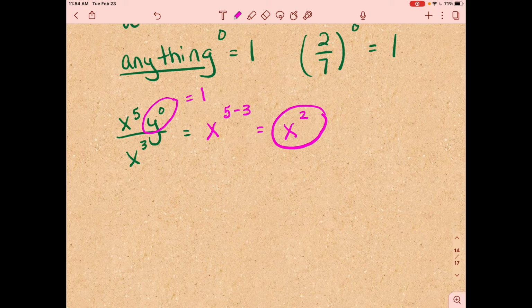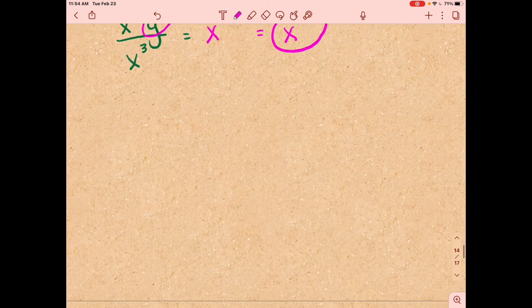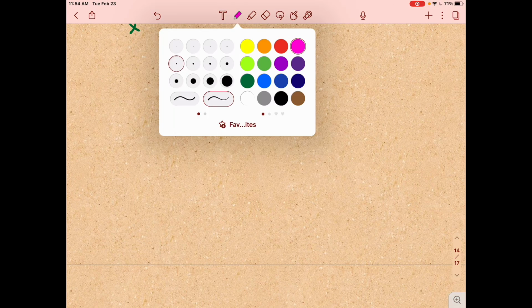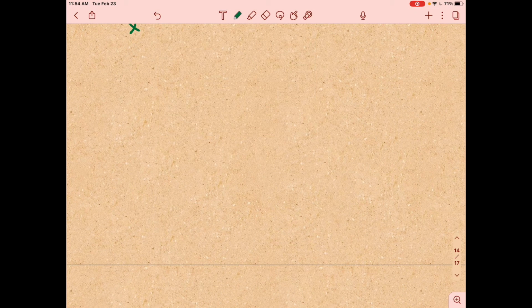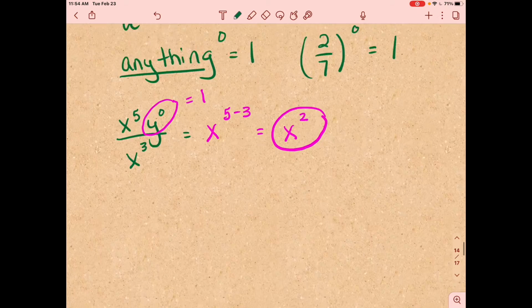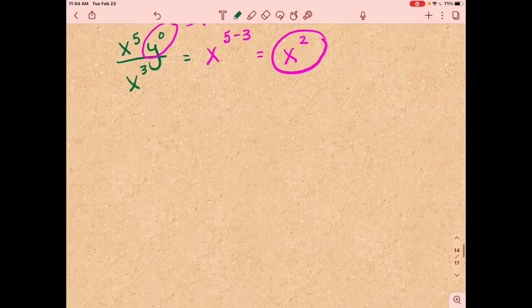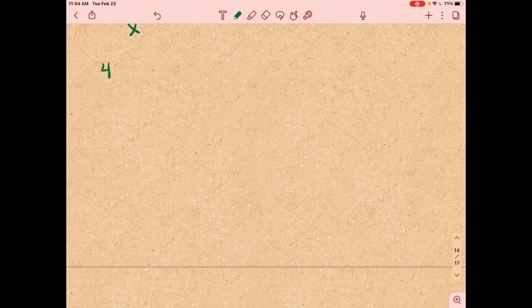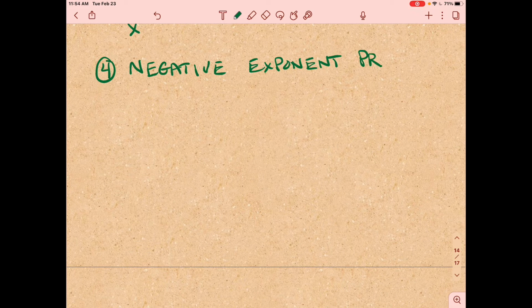All right, the next thing we need to talk about is called the negative exponent property. Let's see, this is the 4th thing we talk about today. I told you there were a lot of things. Negative exponent property.